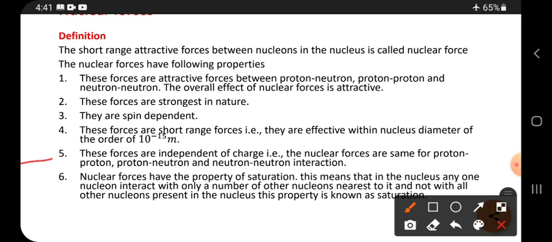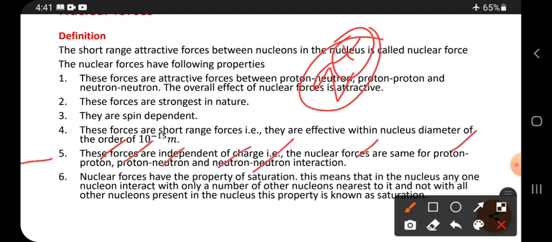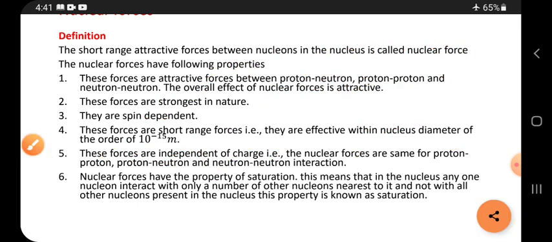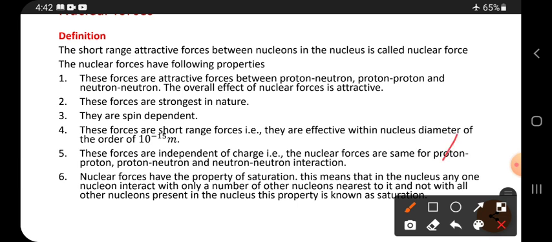The fifth point is that these forces are independent of charge. That means nuclear force does not depend on the charge. The nuclear forces are the same for proton and neutron. Generally a proton has a positive charge, yet the same nuclear force is present between them as between neutron and neutron. So nuclear forces are the same for proton-proton, proton-neutron, and neutron-neutron interaction.